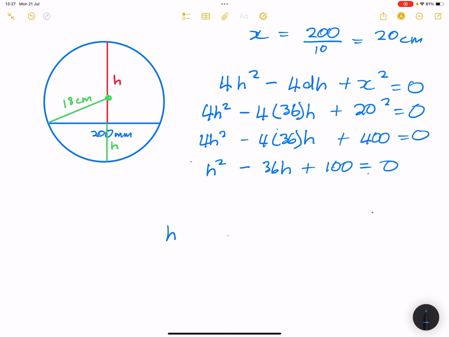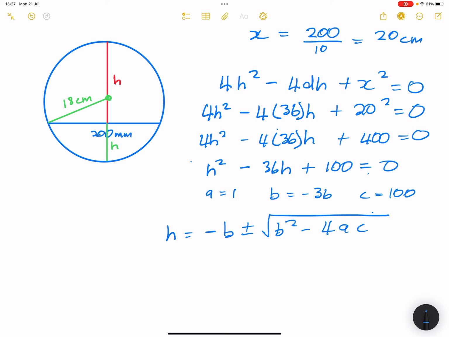So h would be equal to, so which means our a value is 1, our b is negative 36, and our c value is 100. So we're going to say h would be minus b plus or minus the square root of b squared minus 4ac, divided by 2a.